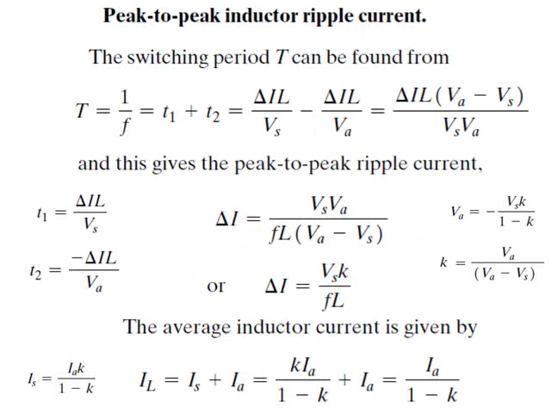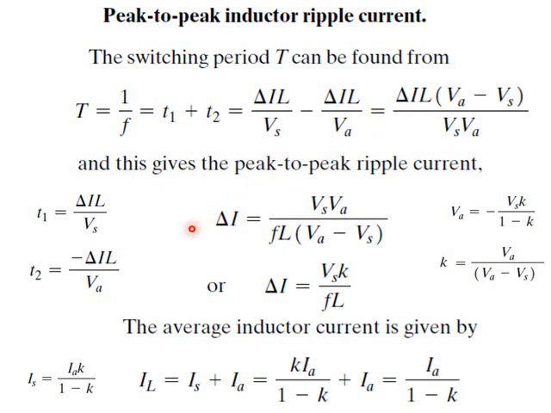Now let us look at the peak to peak inductor ripple current, that is delta I. We know the switching period T can be found from T is equal to 1 by F equal to T1 plus T2, where T1 is delta I by L upon Vs, and T2 is equal to minus delta I L by Va. Substituting for T1 and T2 here, I get an expression delta IL into Va minus Vs upon Vs into Va, and this is going to give me the peak to peak ripple current.